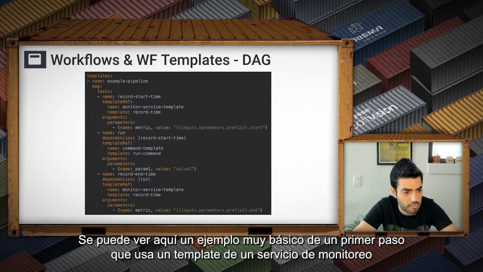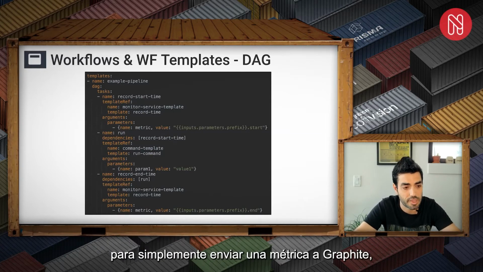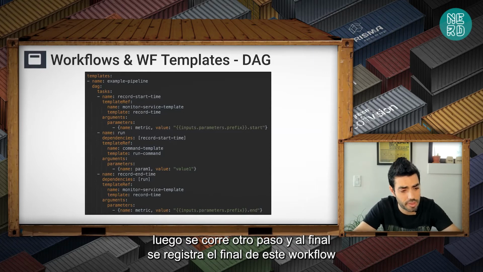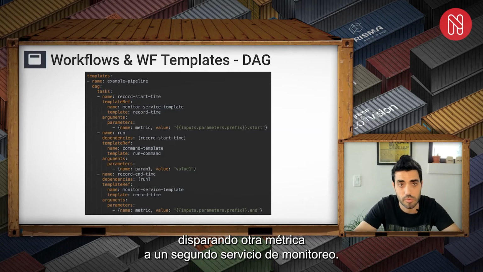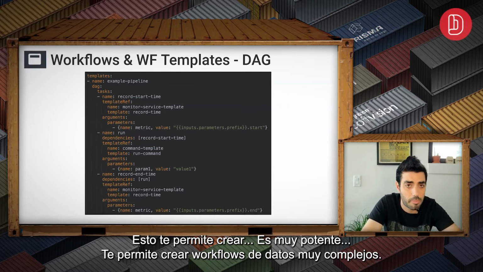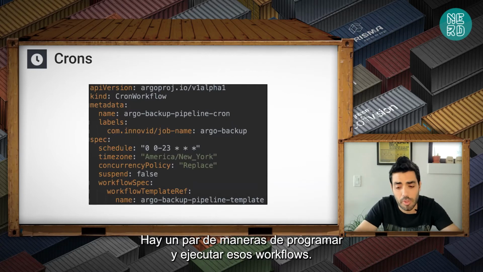And you can see here a very basic example of a first step that uses a monitor service template to just send out a metric to Graphite. Then you run another step, and then again you record the end of this workflow by firing another metric to a certain monitoring service. So this is very powerful, it allows you to create very complex data workflows.